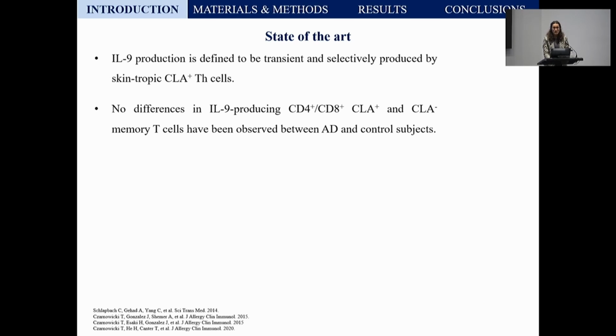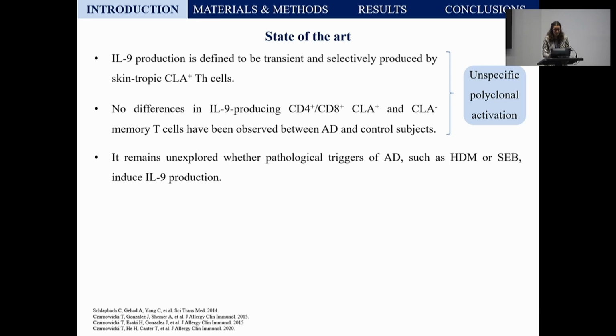Currently, IL-9 production is thought to be transient and selectively produced by skin-tropic memory T cells. Additionally, no differences in IL-9 producing CD4 and CD8 skin-tropic and non-tropic memory T cells have been observed between AD patients and control subjects. It's worth mentioning that all these studies have been performed under a specific polyclonal activation. Moreover, it remains unexplored whether pathological triggers of AD, such as house dust mite or SEB, can induce IL-9 production.